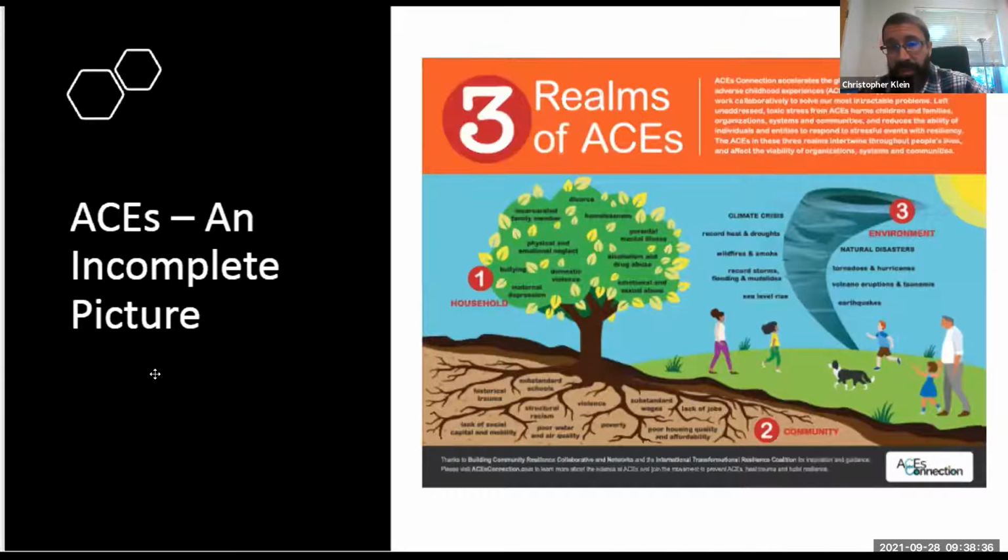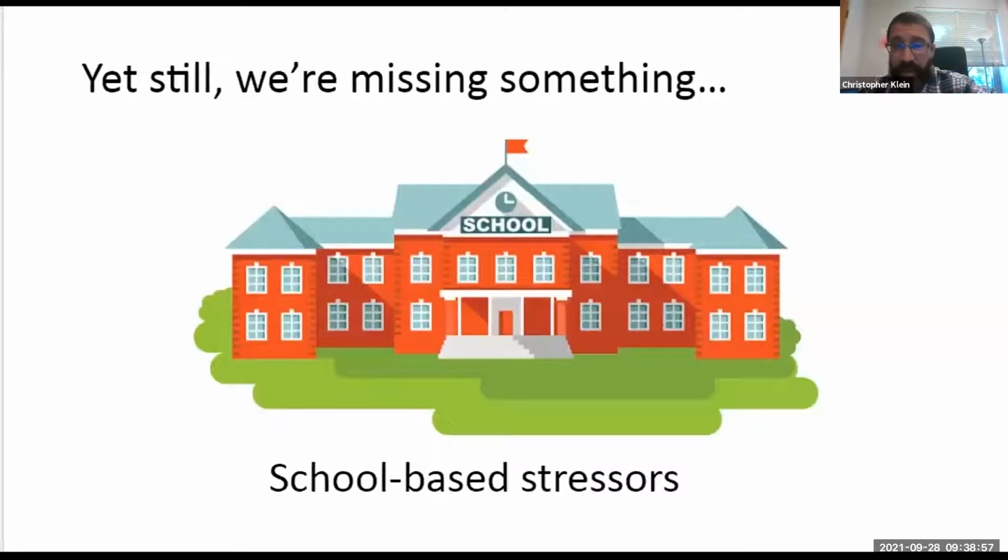Our original ACEs study was really an incomplete picture, and you can take a look at this slide a little bit more. It took into account household stressors, as well as community stressors and environmental stressors. But for a session that we're looking at here, there's one big thing missing, and I bet all of you can already guess it. School-based stressors. This is what we need to talk about.